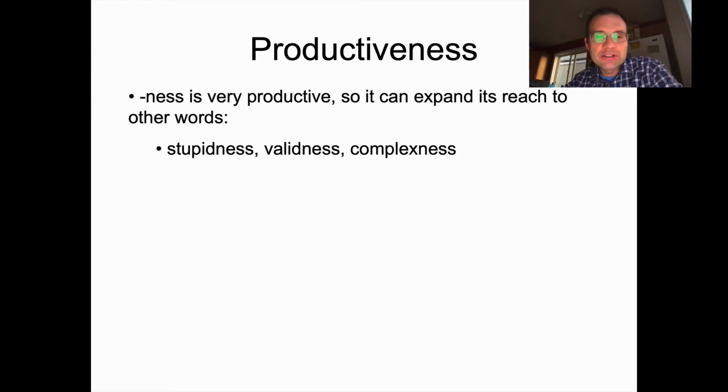Ness is a very productive affix in English, so it can expand its reach to the words which we normally apply a class 1 derivational suffix to. So you can say, instead of stupidity, you could say stupidness, and somebody might think you're stupid for saying that, but you're not really. You're just being productive, right? You're being a little bit creative, and I think everybody would still understand what you're saying. So stupidness or validness or complexness, those all basically work.